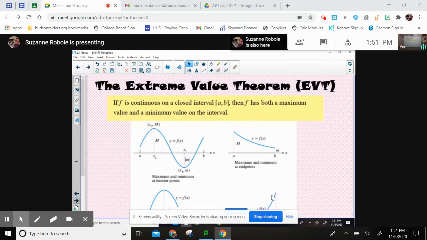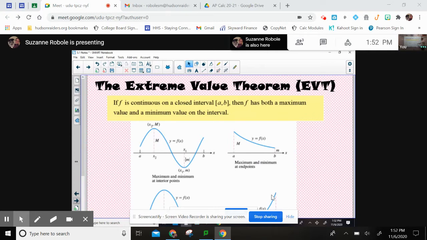The extreme value theorem, EVT. So this is a big one. You do want to pause this and write it down to make sure that you have it. So if f is continuous on a closed interval, so continuous and closed, f has both a maximum and a minimum value. So continuous and closed, it's going to have a maximum and a minimum value.